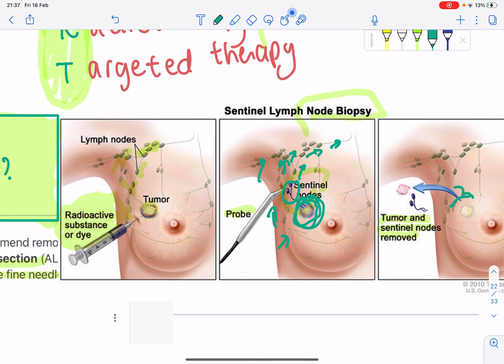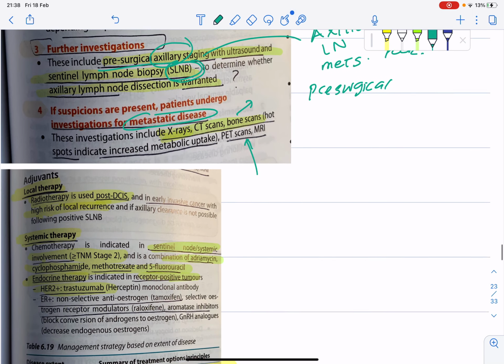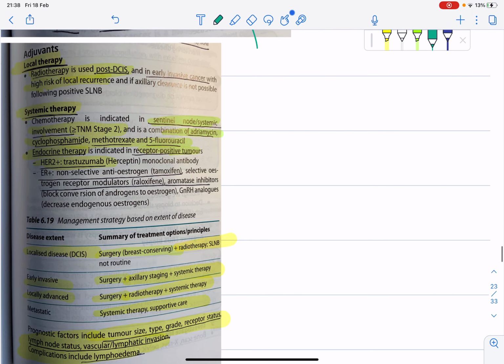Okay, if suspicions are present, what kind of investigations can you do for metastatic disease? X-ray, CT scans, bone scans. Breast cancer can actually metastasize to a lot of places. So it can metastasize to the bone, the lung, and the brain. So be aware and do all your checks. What about your adjuvant therapy?